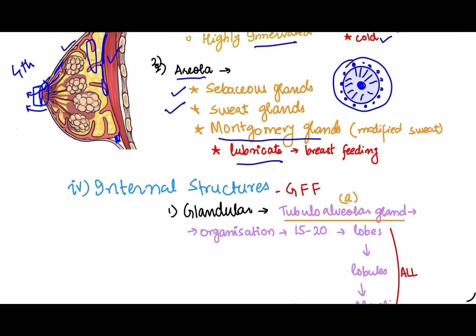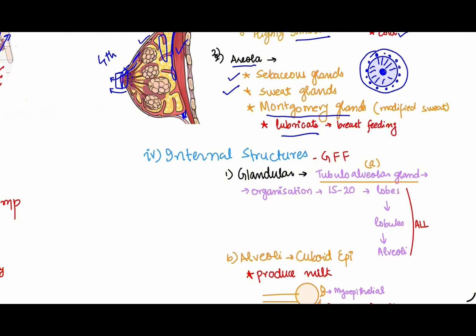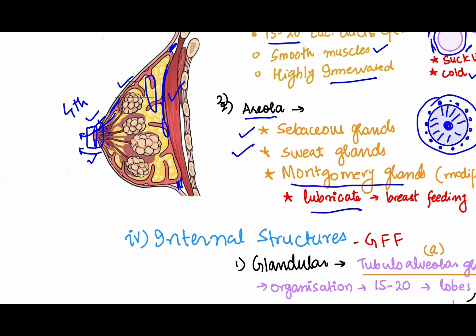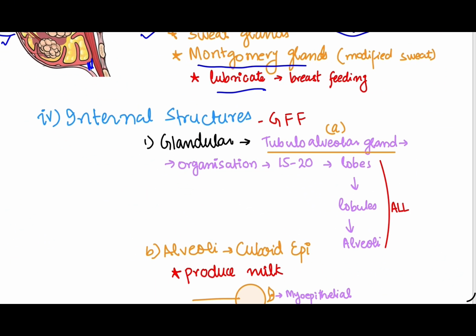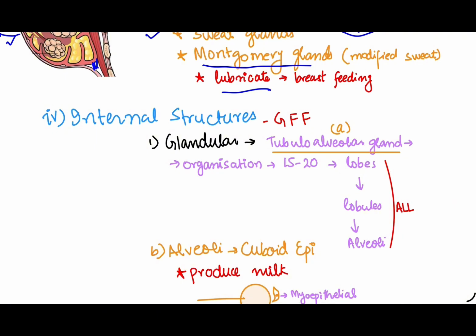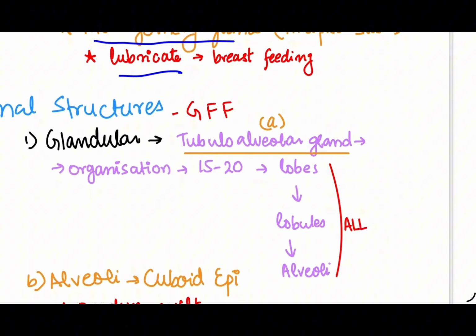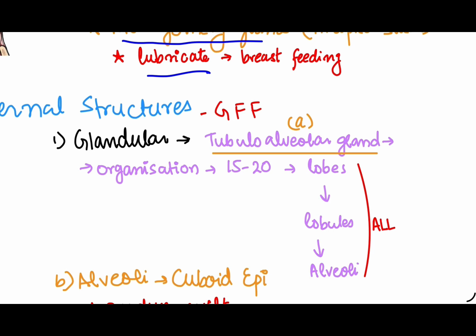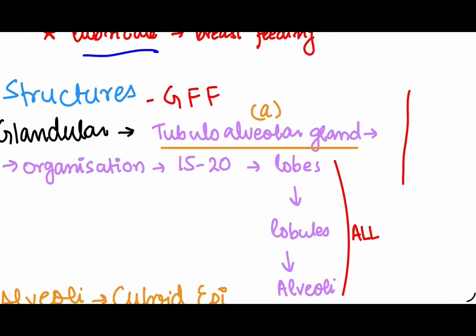Then there are internal structures. Obviously we discussed that the nipple and areola are external, and internally there are lots of glands, fat, and fibers. So let's go one by one. First of all, there is glandular structure. The type of glands present in breast tissue are tubulo-alveolar glands. Oh my god, what a name, but let's dissect it. It's a tube, and then there are alveoli at the end, so it becomes a tubulo-alveolar gland. That's how these glands are.